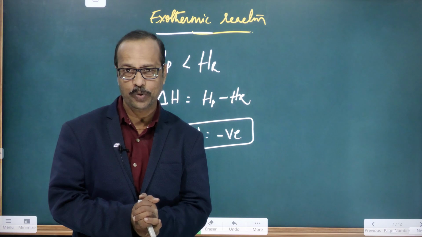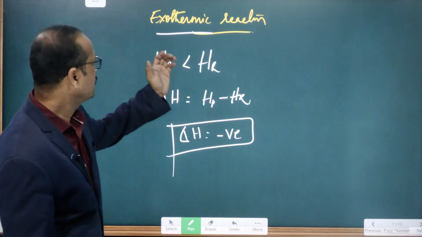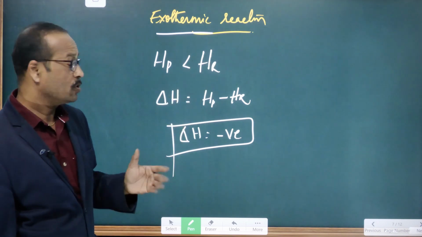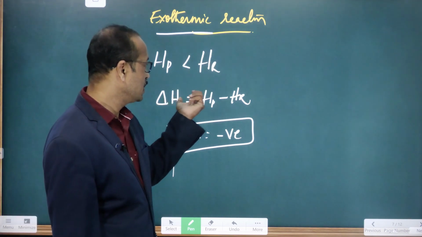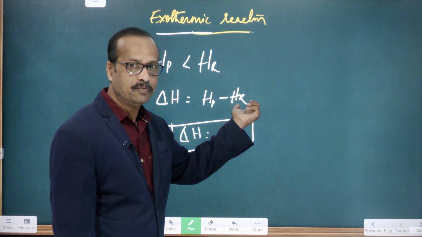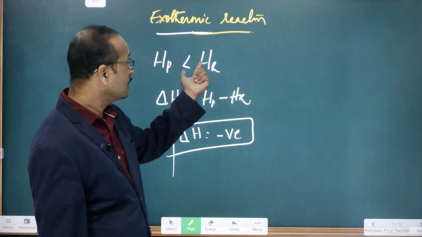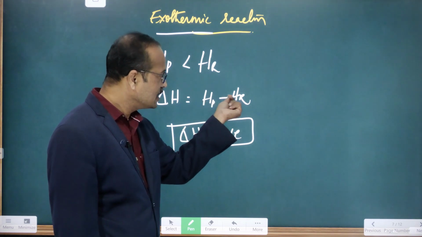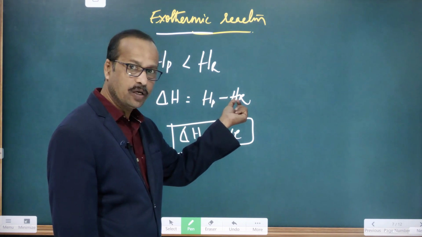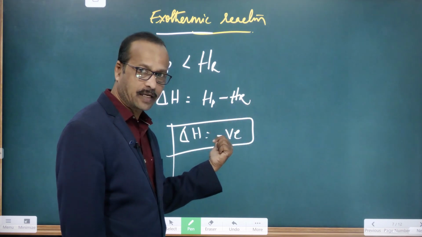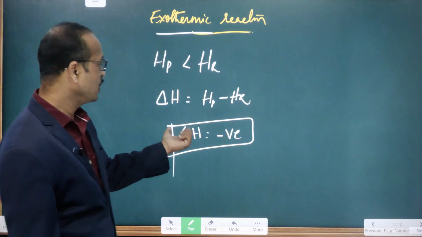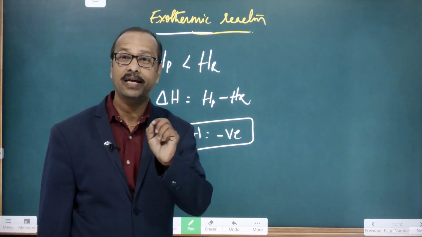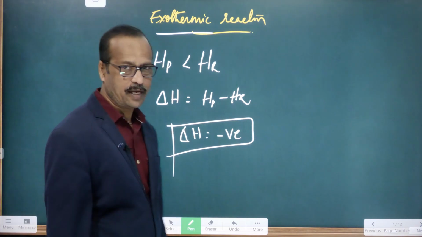Clear to you? So here the heat content of the products is less than the heat content of the reactants. So how much is the change in the heat content? It is the heat content of the product minus the heat content of the reactant. But the heat content of the product is less than the reactant, so this is smaller and this is greater. What will we get as the answer? Negative. Is this clear to you? So delta H is negative for exothermic reactions.